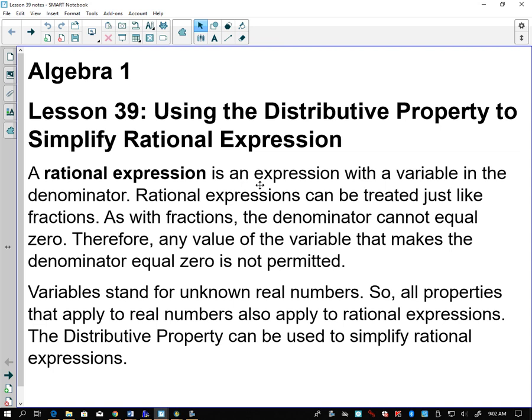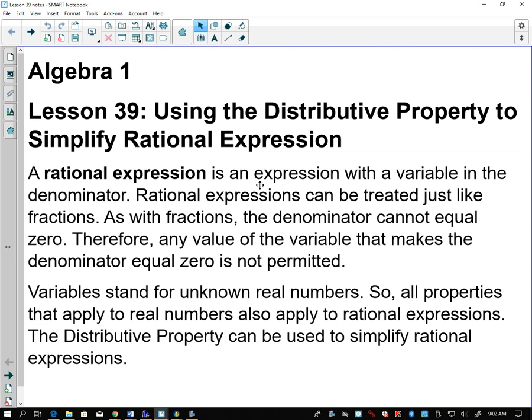So we're going to talk about using the distributive property to simplify a rational expression. Rational expressions typically are a little bit more algebraic than just numeric. Okay? So a rational expression is an expression with a variable in the denominator. All right? So we're looking at something that is in fractional form, has a denominator. Rational expressions can be treated just like fractions because that's what they look like.